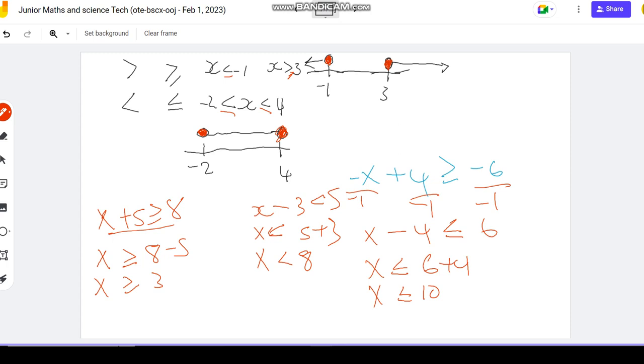So in most cases, not in most cases, every time when you've got something like this and then you divide with a negative, the inequality sign changes. So that's the thing.